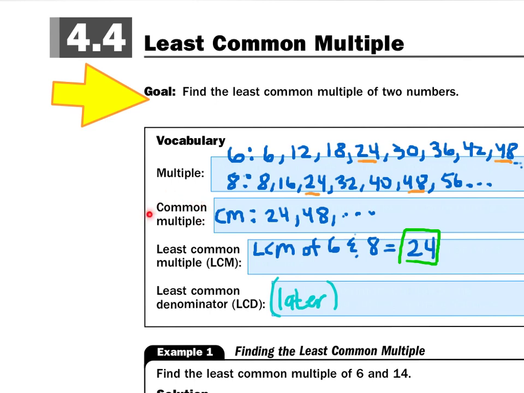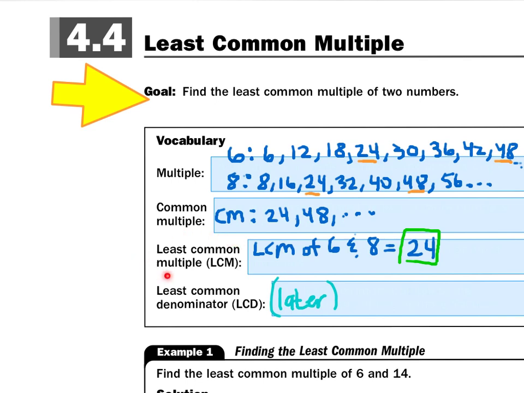Now sometimes they just ask you, well, what are common multiples of the number? And I want you to notice they had a 24 in common, and they also had a 48 in common. And if I kept going and going, I would find other numbers that they have in common. So common multiples can keep going and going.